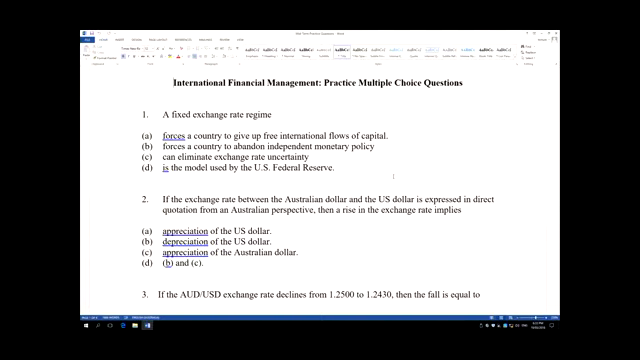So if we sell a foreign asset, that's going to increase the amount of foreign currency that we have. If I sell something in another country, I'm going to have US dollars. So if I sell something in the US, what will I have? I'll have US dollars.